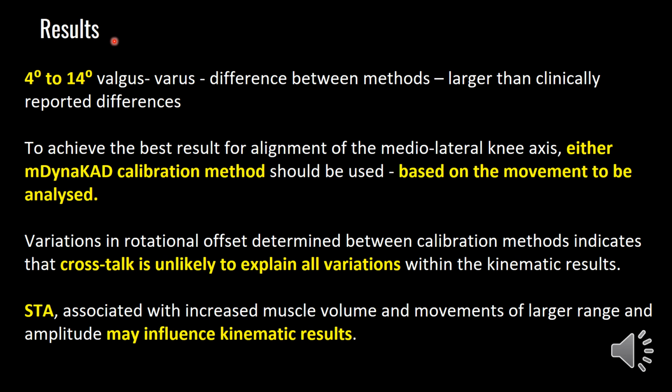The variations in the rotational offsets between calibration methods indicates that crosstalk is unlikely to account for all the variations that we observed. This means that if it was purely misalignment of the knee axis, it wouldn't matter on which activity you based it on, it would still result in determining the same amount of offset that needs to be added to correct the knee axis alignment, and this should be consistent and therefore be applicable to all activities. What we found is that soft tissue artifact, probably associated with increased muscle volume of the players and movements over larger ranges of movements, may influence some of the kinematic results that were observed.